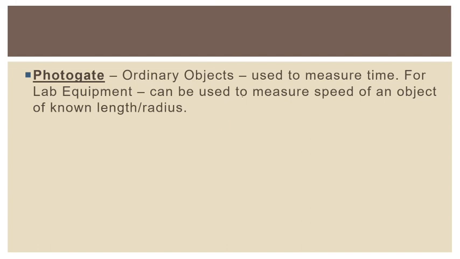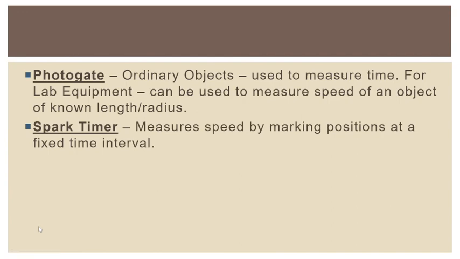Because if this is the photogate and there's a ball coming up through the photogate and moving this way, then the whole diameter passes through the gate. And that's the distance. The photogate measures the time, and then it just does V equals D over T. So that's the idea for the photogate. For the spark timer, as I mentioned, the spark timer measures speed by marking positions at a fixed time interval, and then you just do V equals D over T. Pretty straightforward.